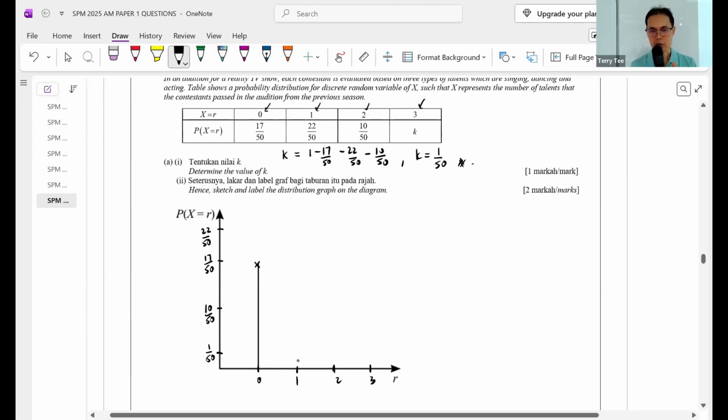Okay. How about 1? 22. 22 is the highest. Put a cross. 10 is higher. I mean lower here. And then lastly 1. 1 is a bit very small. Okay. There you go, guys. That's your graph. Pretty easy to draw, right?